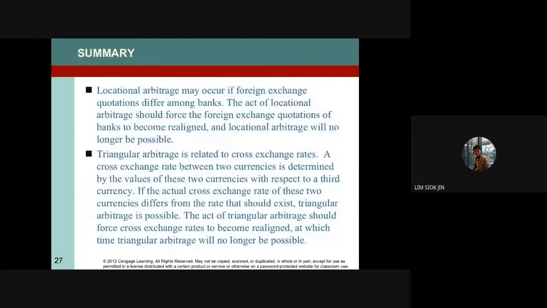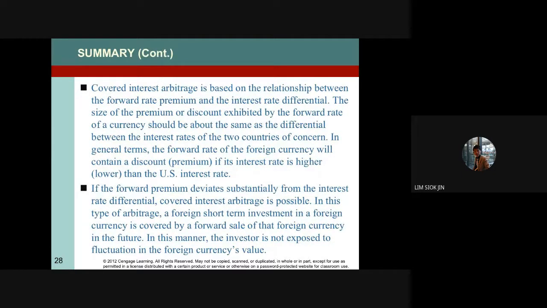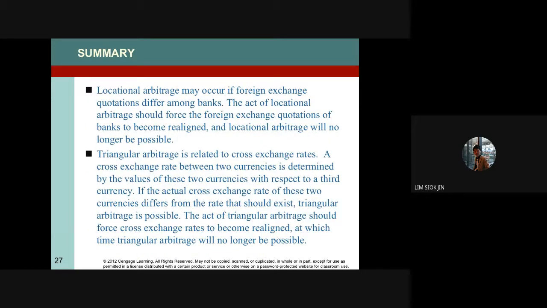All right, so the rest is the summary of what we have covered today, which includes locational, triangular, and covered interest arbitrage. And in conclusion, I would say that arbitrage is there because there are opportunities and sometimes discrepancies that enable people to make riskless return. However, these possibilities will not be around for long because the market will adjust itself. In terms of covered interest arbitrage, it will be adjusted by the forward premium or forward discount. As for locational and triangular arbitrage, the bid-ask spread will change to reflect the demand and supply of currencies.